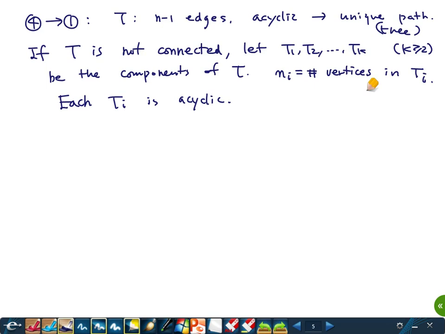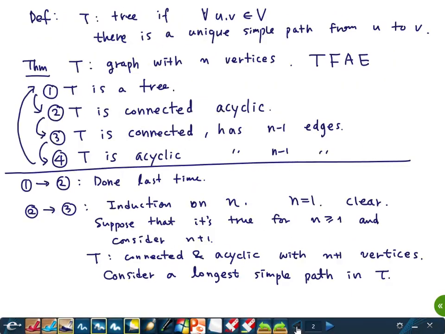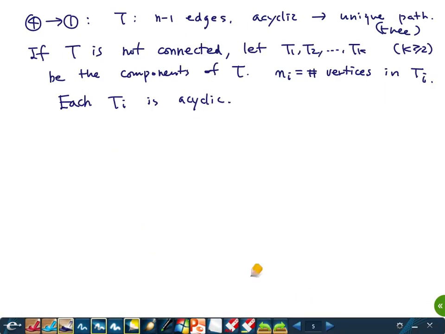Let's go back to 2 and 3. We consider each component Ti. Ti is connected and acyclic. What does that mean? It must have n minus 1 edges, where n is the number of vertices. So by 2 implies 3, by this condition, Ti has how many edges? It has ni vertices, and because it's connected and acyclic, it must have ni minus 1 edges, right? Because we have one fewer edge than vertices.